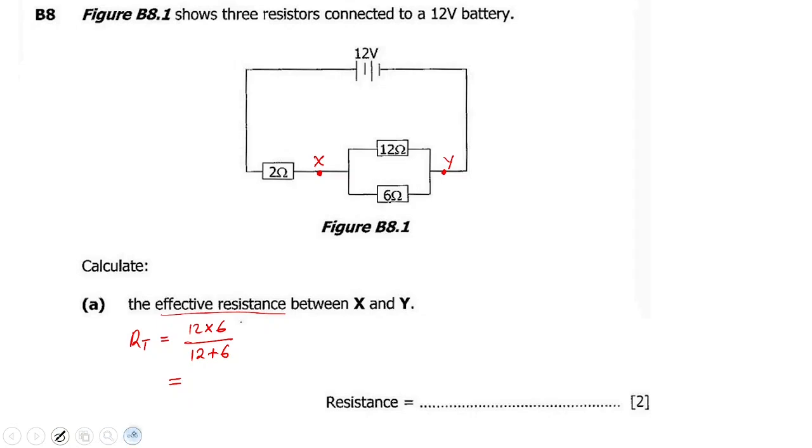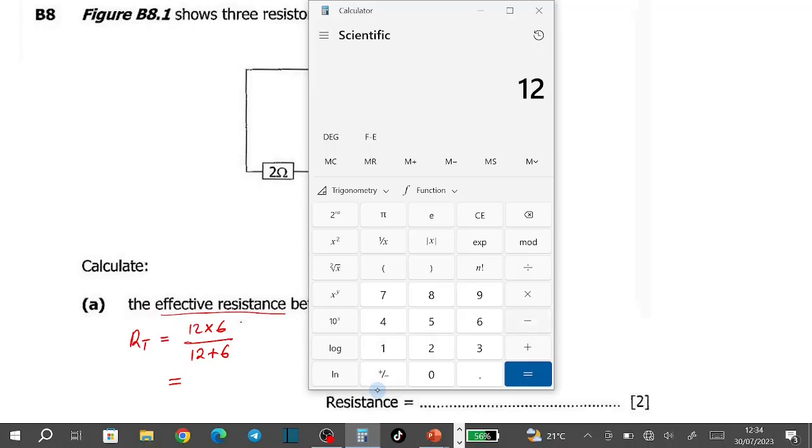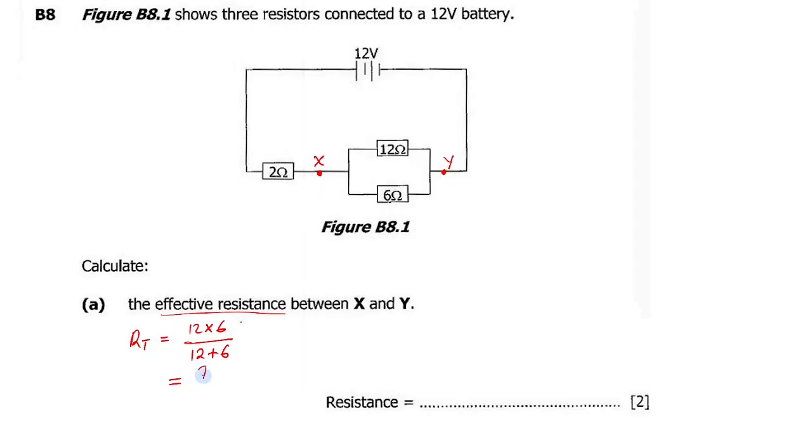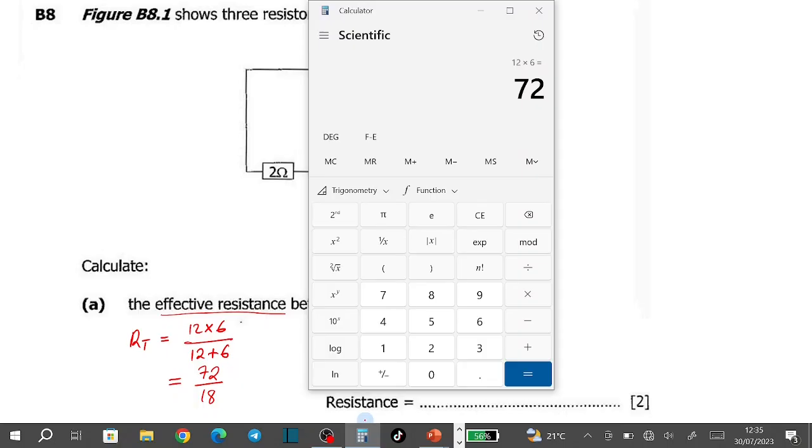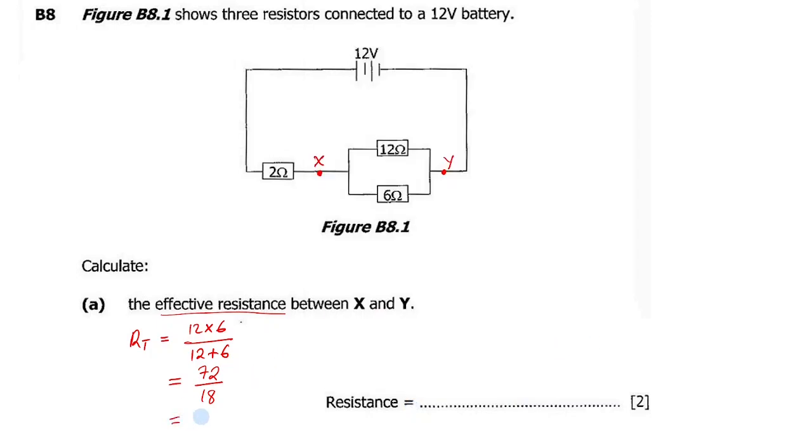Then you do likewise. 12 times 6 is going to be 72. So 72 divided by 12 plus 6, which is 18. So 72 divided by 18 is going to be 4. So this is 4 ohms as the effective resistance.